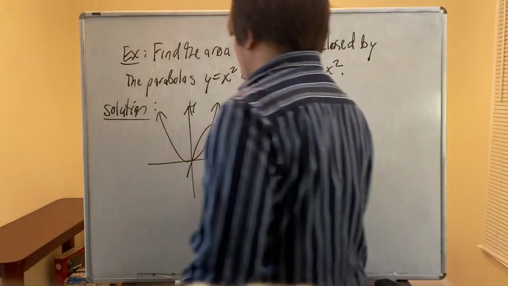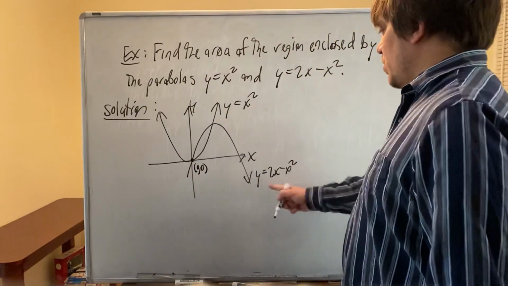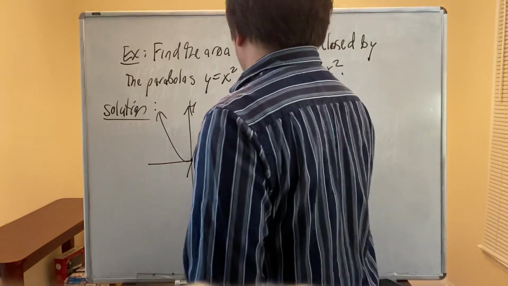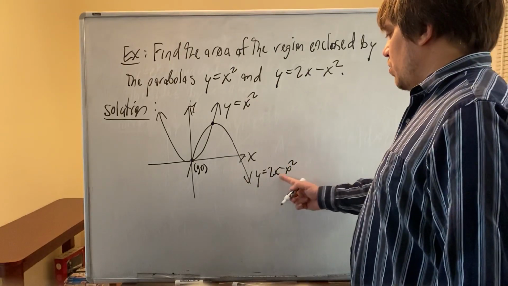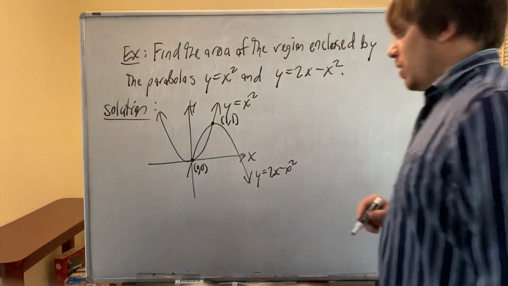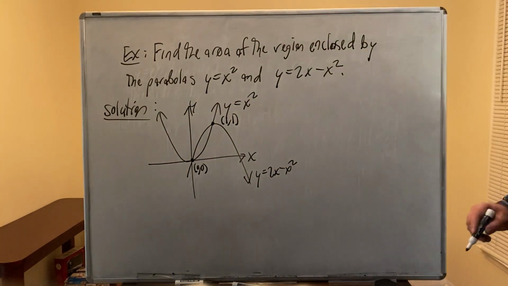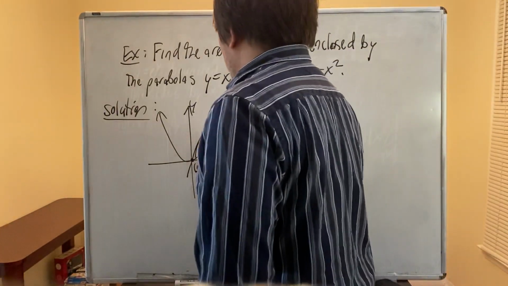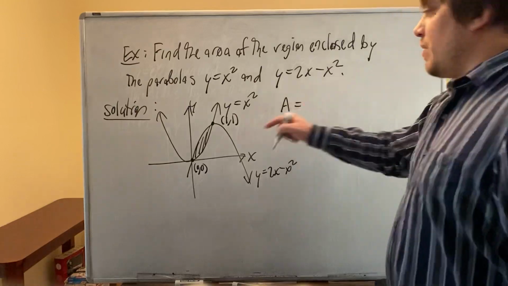And they intersect at 2 points, 0, 0. When x is 0, the y is 0 for both of them. And when x is 1, 1 squared is 1, and 2 times 1 minus 1 squared is 1. They intersect at 0, 0 and 1, 1. Okay, and so we want to find the area of the region enclosed by those two parabolas. So we want to find the area of that region right there.